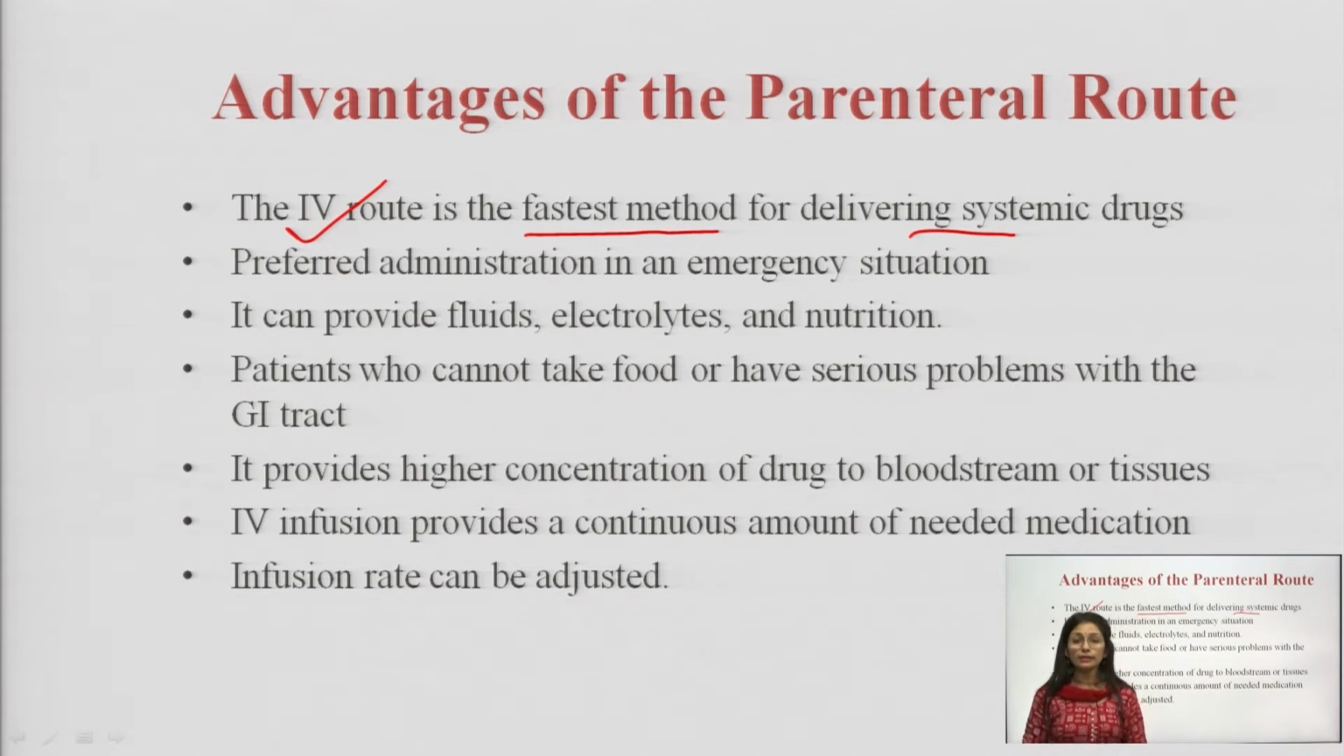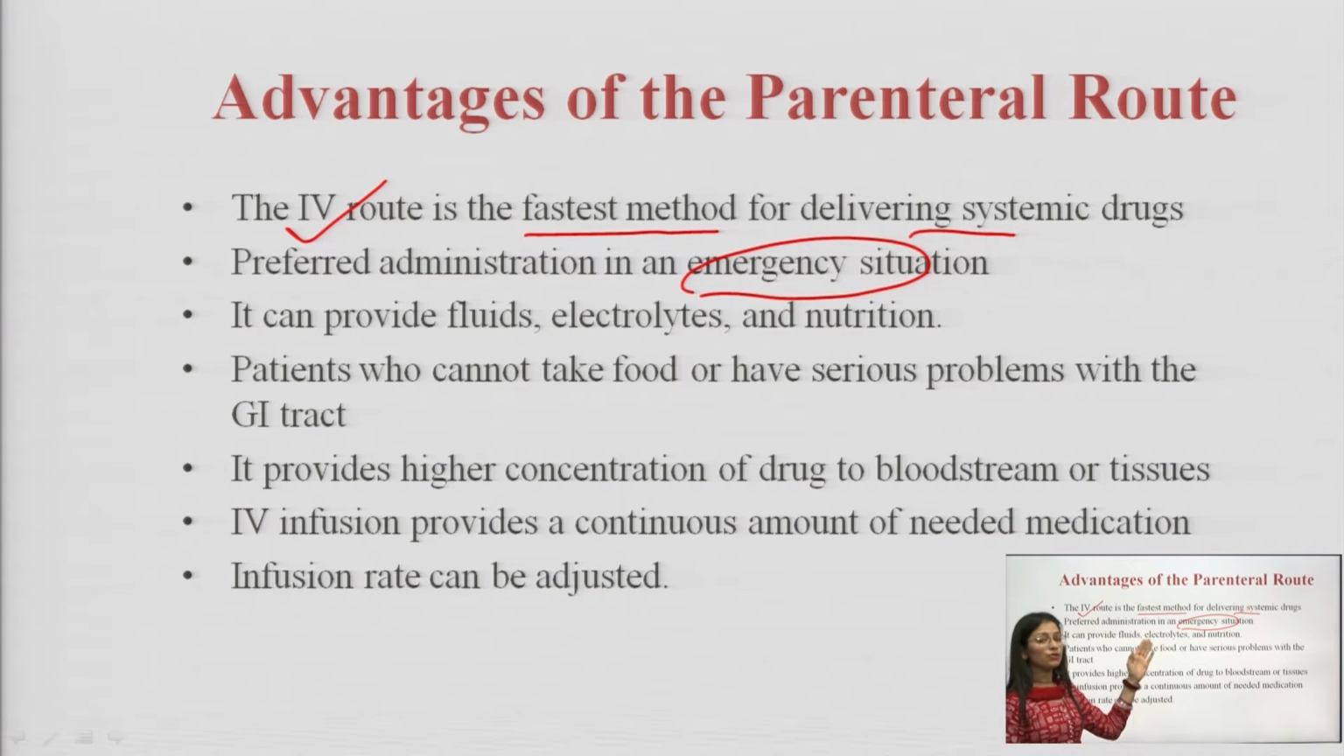Preferred administration in emergency situations. The second point is that the parenteral route is most suitable for administration in emergency situations. For example, in a hospital there are lots of emergency situations taking place, like when the doctor needs to give anesthesia to the patient. For that situation, we need to give it through the IV route. Why? Because it is very rapid. As I told you in the first point, it is a fast method, and that is why it is used in emergency situations. That is why parenteral products are majorly used.